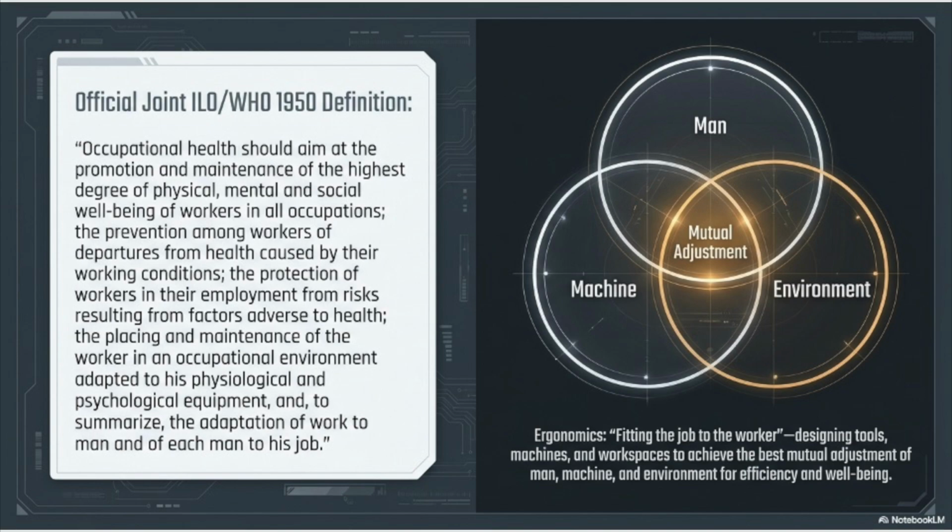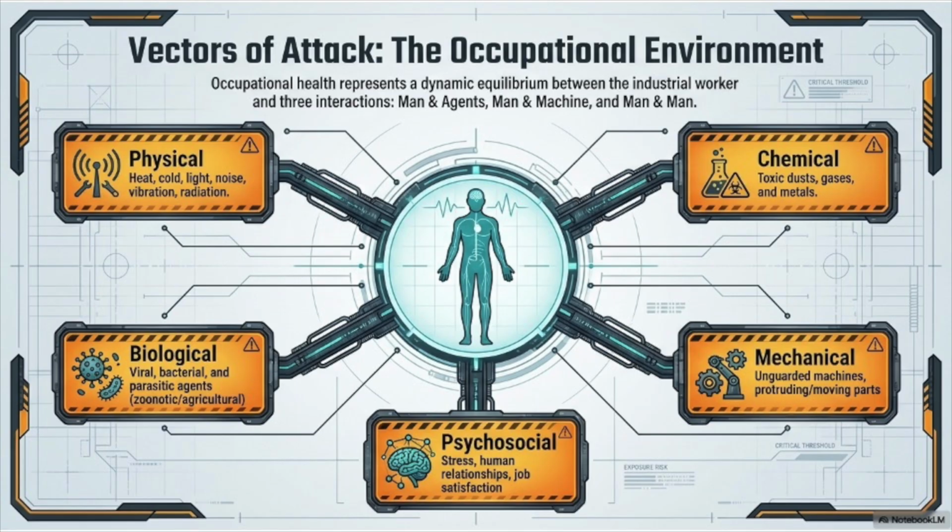An important concept closely related to occupational health is ergonomics. Ergonomics is the scientific study of fitting the job to the worker rather than forcing the worker to fit the job. It involves designing workplaces, equipment, tools, machines, and work methods according to human anatomical, physiological, and psychological characteristics. The objectives of ergonomics are to reduce fatigue, prevent musculoskeletal disorders, improve comfort, enhance efficiency, increase productivity, and ensure worker safety.